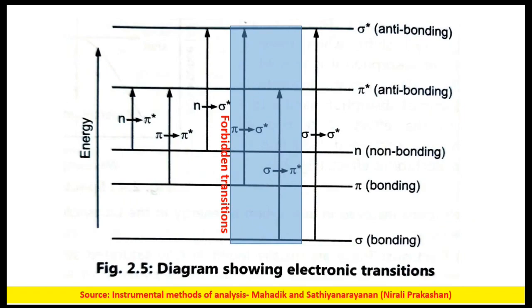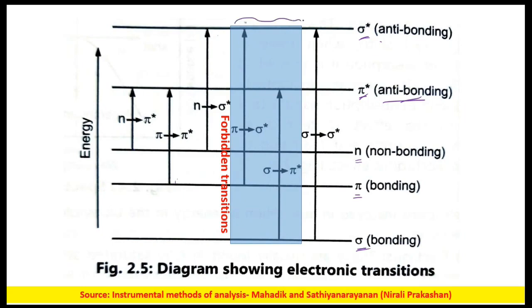So we are having basically sigma electrons, which are bonding electrons, pi electrons, which are bonding electrons, and n electrons, non-bonding electrons. Similarly, in the excited state, we have anti-bonding pi star and sigma star electrons. So over here, what do you get? We get n to pi star transition. We can get pi to pi star transition. We can get n to sigma star transitions. Then we can get pi to sigma star transition. Then we can get sigma to pi star transition.